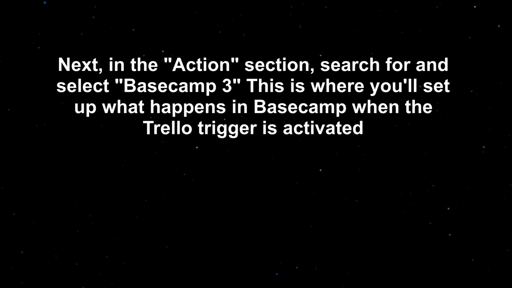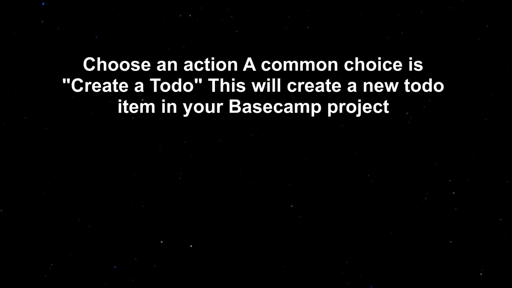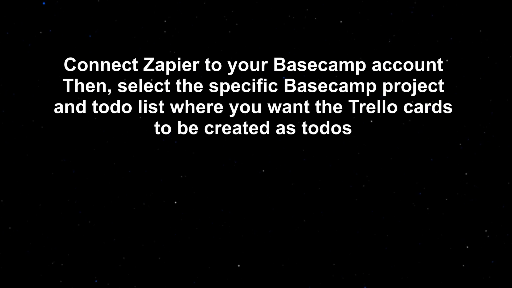Next, in the Action section, search for and select Basecamp 3. This is where you'll set up what happens in Basecamp when the Trello trigger is activated. Choose an action. A common choice is create a to-do. This will create a new to-do item in your Basecamp project. Connect Zapier to your Basecamp account, then select the specific Basecamp project and to-do list where you want the Trello cards to be created as to-dos.